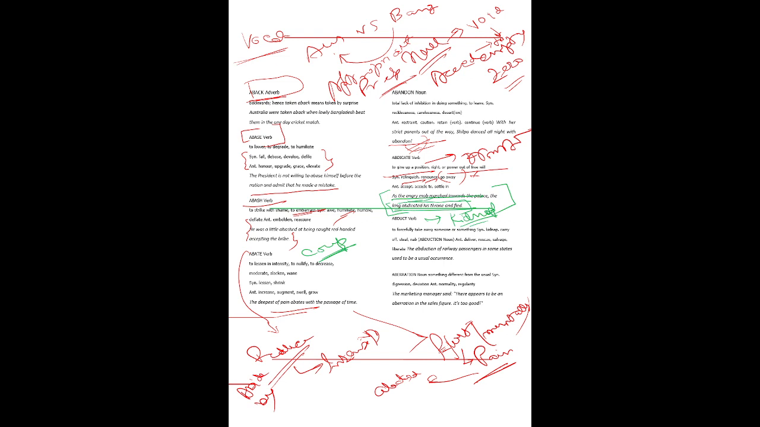So synonyms will be kidnap, carry off, steal, and there is a very beautiful word called nab. The chances of nab coming in the examination are quite high, so you must memorize this word. Now the antonyms will be deliver, rescue, salvage. Okay. So, the abduction of railway passengers in some states used to be a usual occurrence. What does this sentence mean?